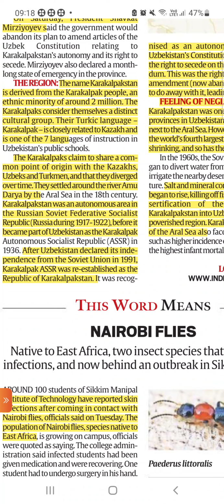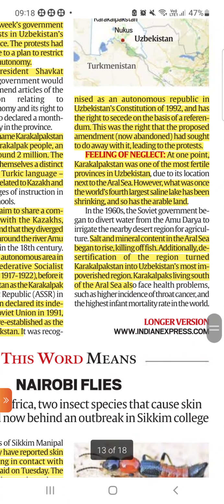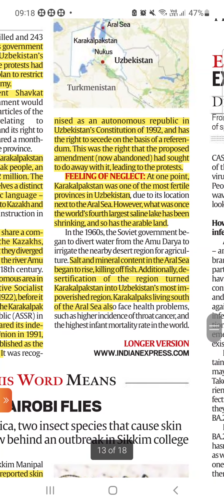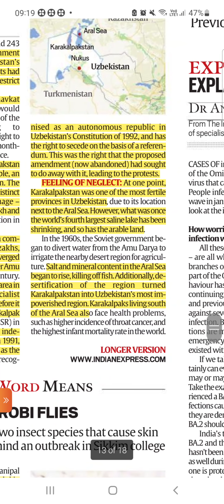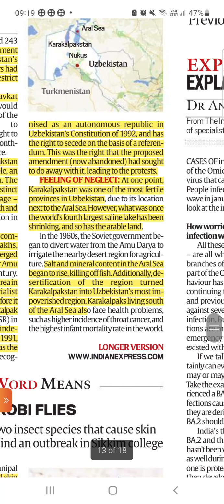Karakalpakstan was an autonomous area in the Russian Soviet Federative Socialist Republic before it became part of Uzbekistan as the Karakalpak Autonomous Soviet Socialist Republic in 1936. After Uzbekistan declared its independence from the Soviet Union in 1991, the Karakalpak ASSR was re-established as the Republic of Karakalpakstan. It was recognized as an autonomous republic in Uzbekistan's constitution of 1992 and had the right to secede on the basis of a referendum. This was the right that the proposed amendment had sought to do away with, leading to the protest.